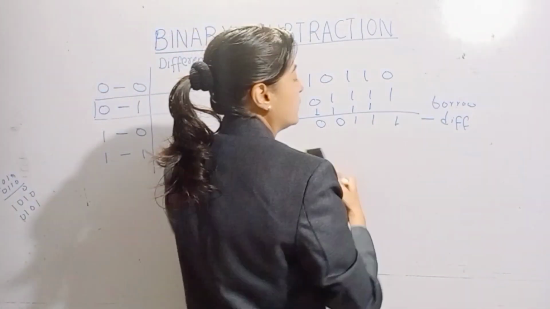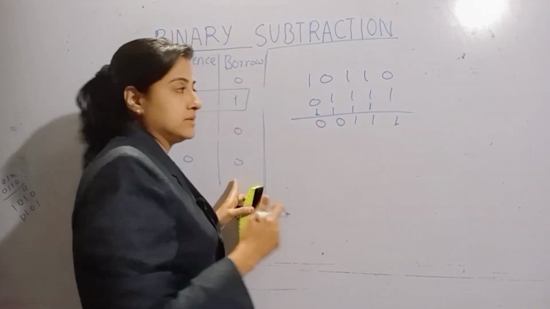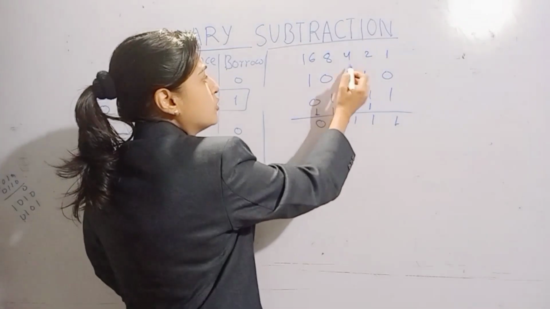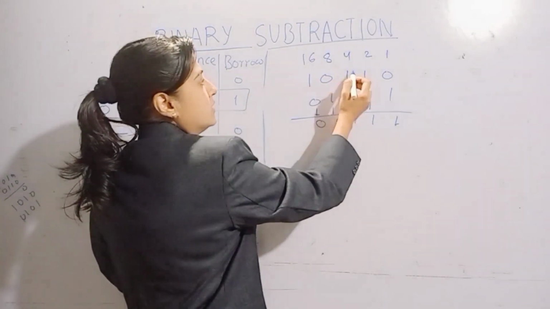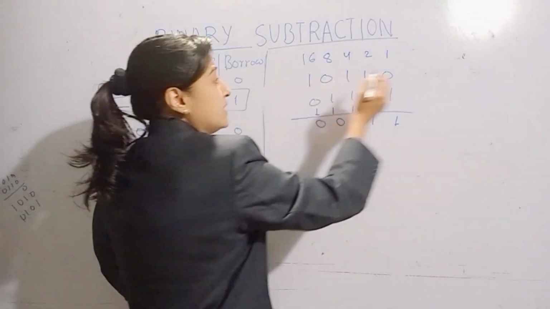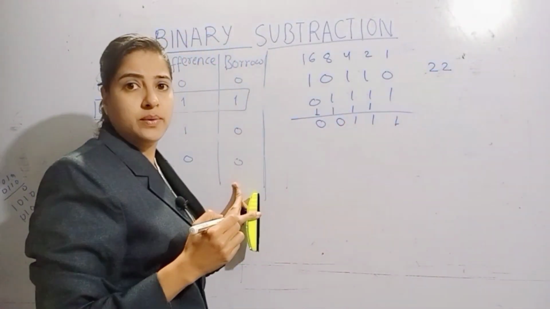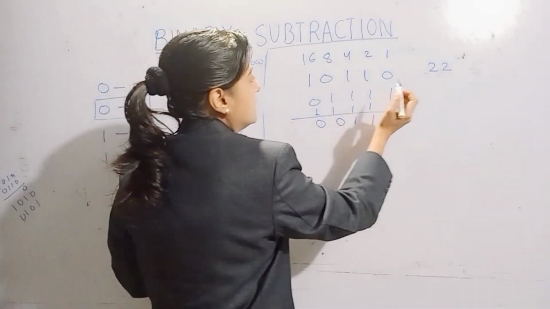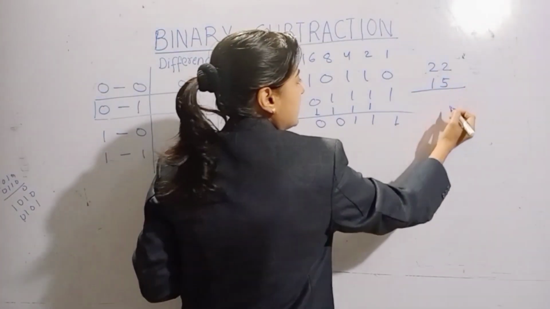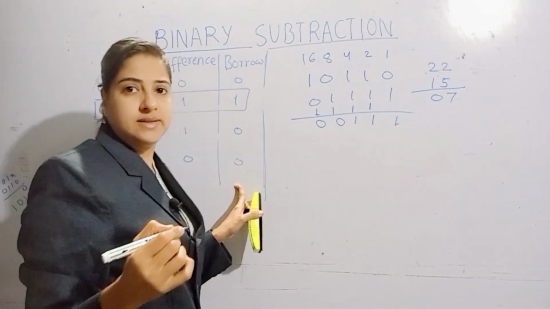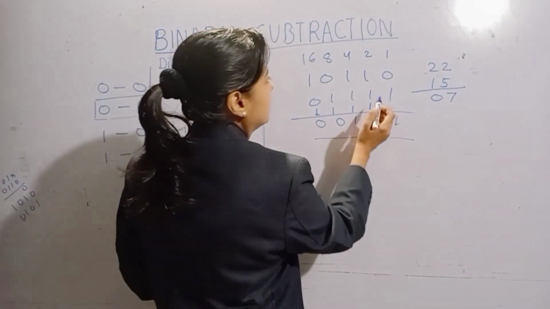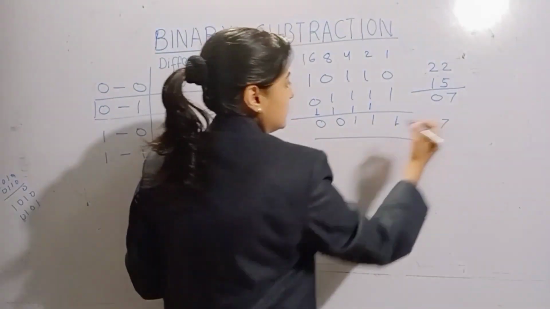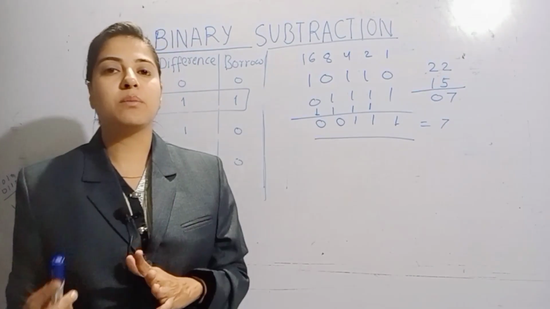Now we can convert these numbers to decimal and check the result. So again 1, 2, 4, 8, 16. Wherever there is a 1 you have to consider that. So 4 plus 2 is 6, 6 plus 16 will be 22. Now 8 plus 4 plus 2 plus 1 will be 15. So 22 minus 15 is 7. Am I getting 7 here? 111 means 1 plus 2 plus 4, that is 7. So the answer is 7. This way we can subtract any numbers using binary subtraction.